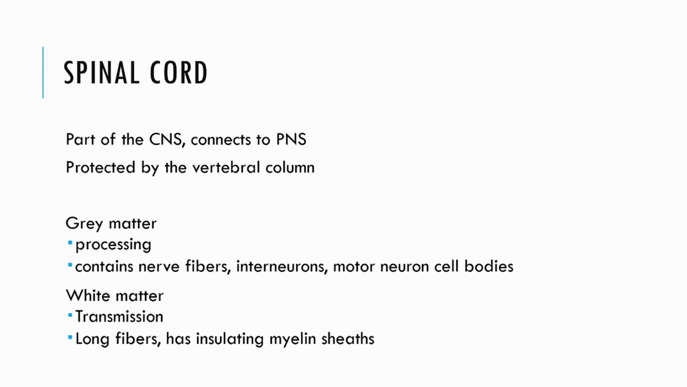Gray matter is involved in the processing, taking that information in, putting it together, and making sense of it. And so it contains the nerve fibers, those interneurons involved in step 2, the interneuron processing stage, as well as the cell bodies of the motor neurons. The white matter is involved in transmission, sending those signals up and down the nerves. They're long fibers and they have the insulating myelin sheaths that give it the white coloring it has.